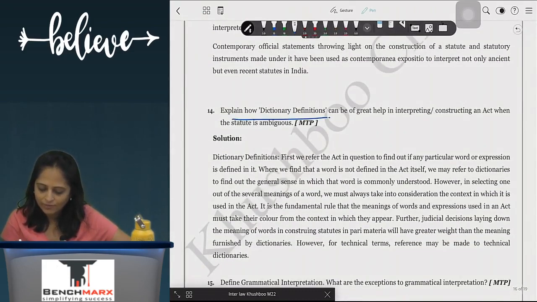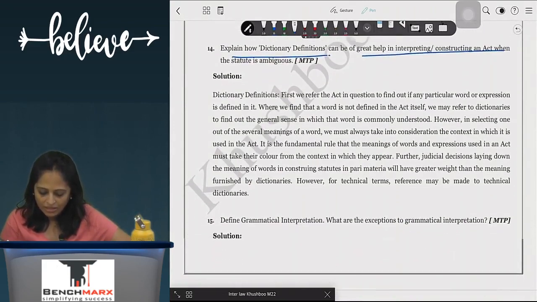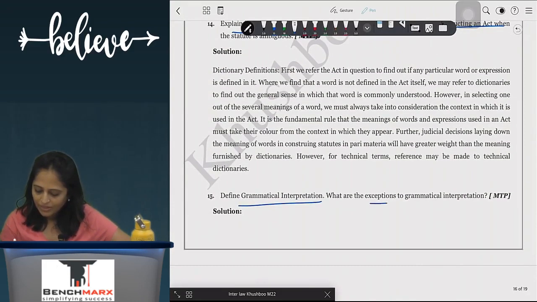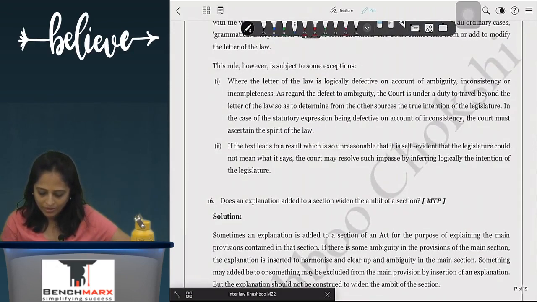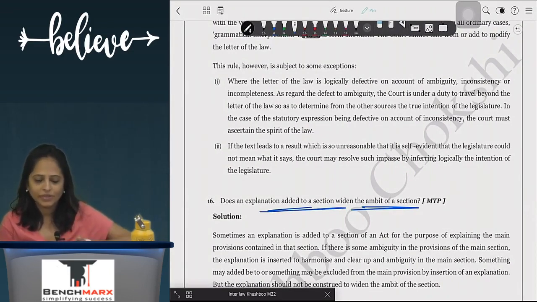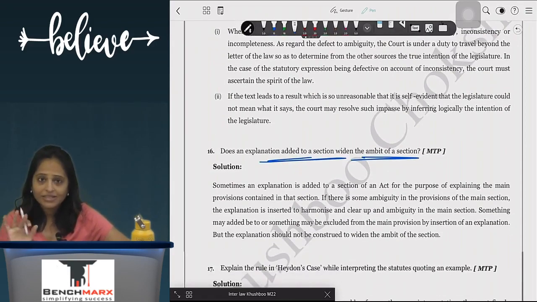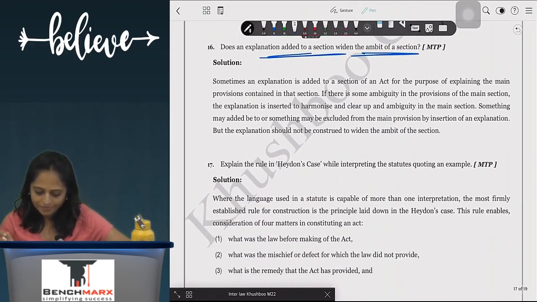Explain dictionary definition can be of great help. Define grammatical interpretation. What are the exceptions to grammatical interpretation? Does explanation added to a section widen the ambit of the section? Of course, it widens the ambit because the explanation is further explaining a section which is already there. So it is widening the ambit, but they are trying to ask you what is an explanation, what does it mean? But yes, it does widen the ambit.